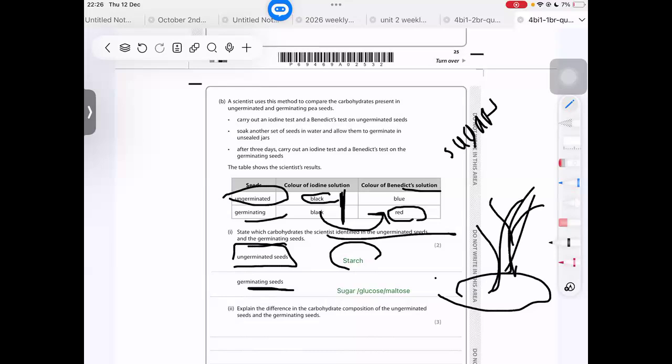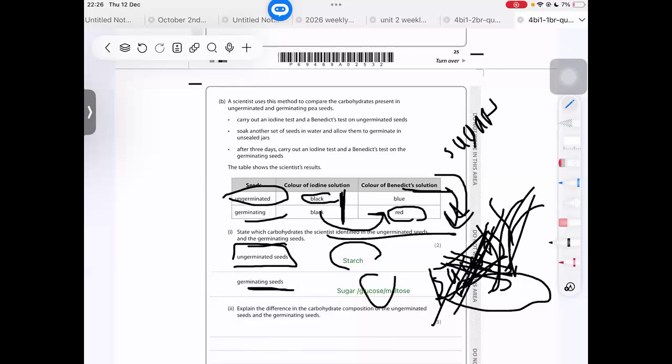But why can't you write sucrose over here? Because sucrose won't convert Benedict's solution into red. Sucrose is not a reducing sugar. Glucose and maltose are reducing sugars. Germinating seeds have sucrose as well, but more than that, the reason why the color changes is because it has glucose.